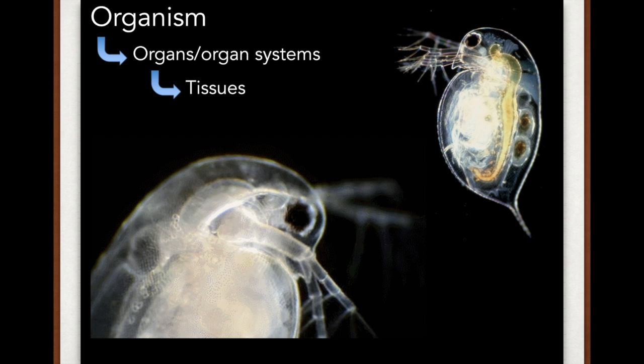If we look at an individual water flea, an individual Daphnia, that comprises an organism. If we were to look at the finer scale, at what makes up an individual Daphnia, we would see that they have different organs and organ systems. They have a digestive system, they have a circulatory system, they have muscles that help them to swim through the water. They have sensory organs like compound eyes, like you can see in the picture here. And each of those organs and organ systems is made up of different types of tissue. Tissue is a group of cells that have the same purpose or function.